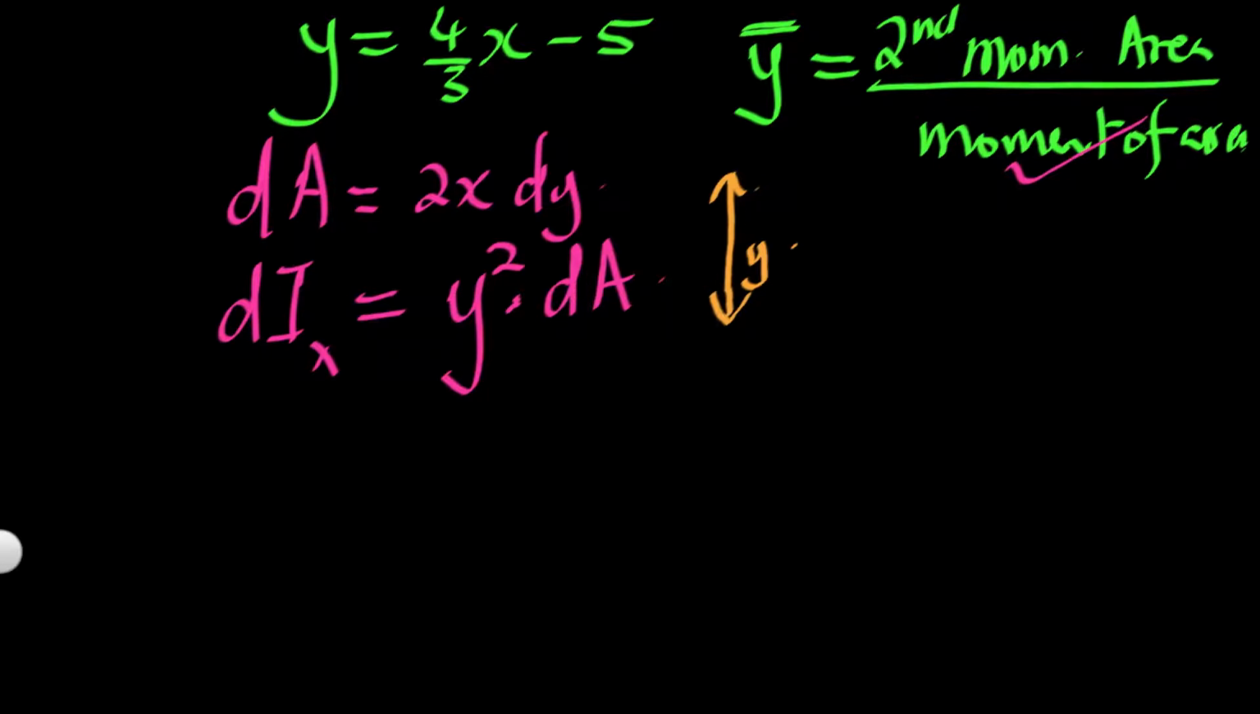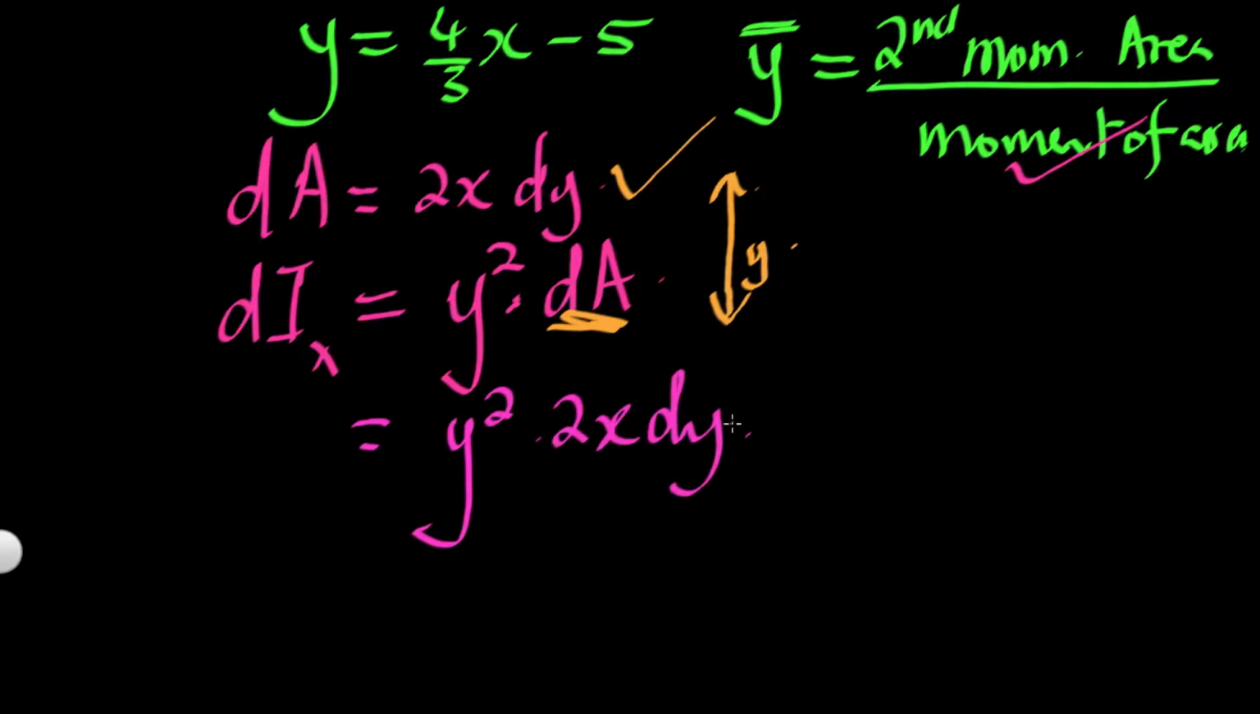Now we know our dA. Our dA is 2x dy. So let us substitute our dA. So we have here y squared times 2x dy. This is our dix. So this is the second moment of area of the strip, this thin strip.